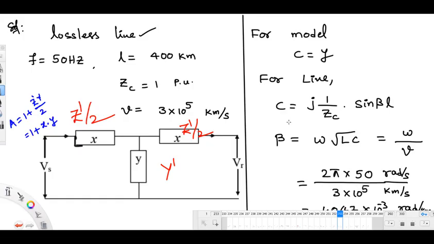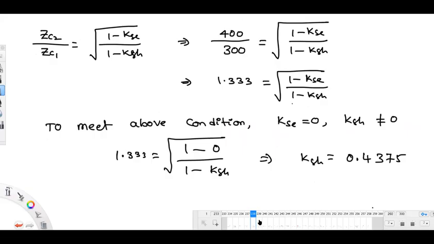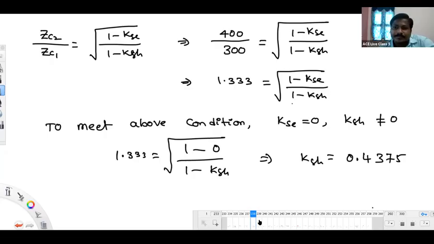Sir, question 238. I understood how you took KSG equal to 0. We have already got loading less than SIL. So can we say that we'll keep a shunt reactor branch? Yes, you can say it. That's it, sir. Thank you.